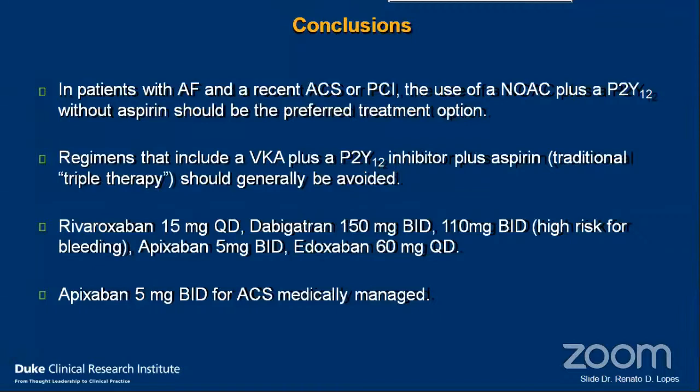Here, in conclusion, in patients with atrial fibrillation and recent acute coronary syndrome or PCI, the use of NOAC plus P2Y12 inhibitor without aspirin should be preferred over regimens that include vitamin K antagonist plus P2Y12 inhibitor plus aspirin. Traditional triple therapy should generally be avoided. Rivaroxaban 15 milligram OD or dabigatran 150 BID or 110 BID in high risk for bleeding. Apixaban 5 milligram BID, edoxaban 60 milligram OD. Apixaban 5 milligram BID for acute coronary syndrome medically managed. Next.